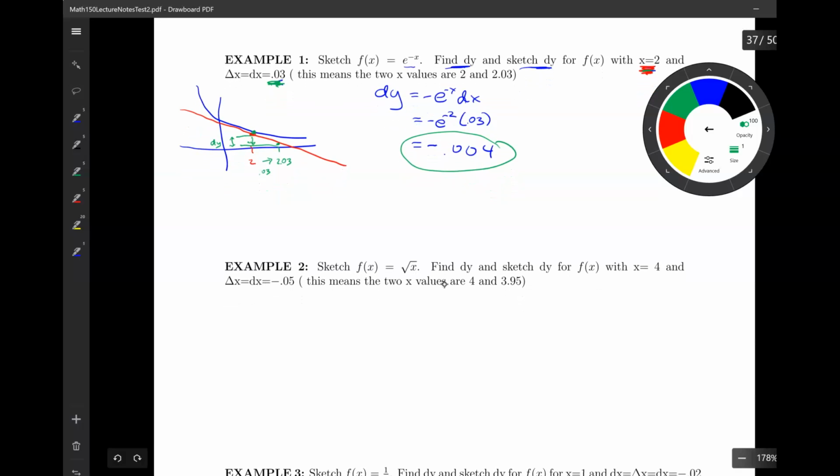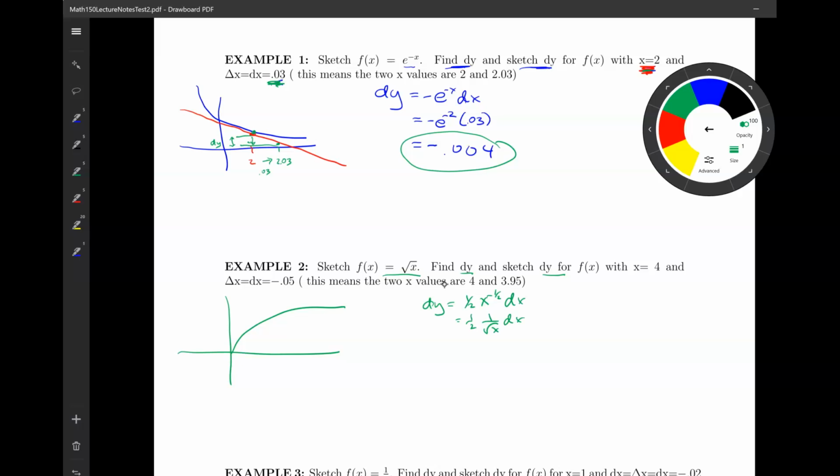All right, let's do it again. Here I have the function y equals root x, and I want to find and sketch dy. So let's find dy. That's 1/2 x to the negative 1/2 dx. So 1/2 times 1 over root x, if I wanted to write it without negative exponents. I'm going to substitute in 4, so I get 1/2, and this will give me another 1/2, and dx is negative 0.05. So I have 0.05 divided by 4, which gives me negative 0.0125.